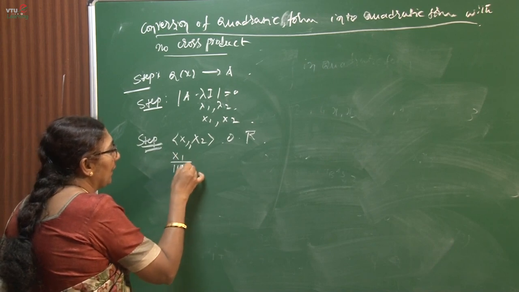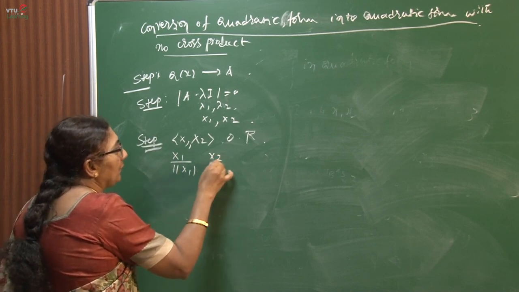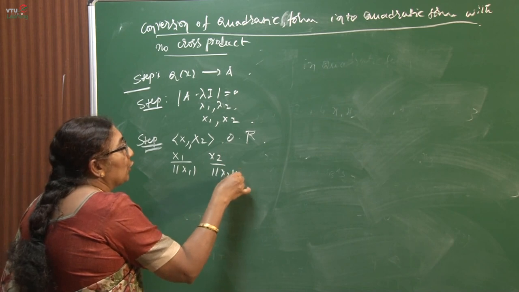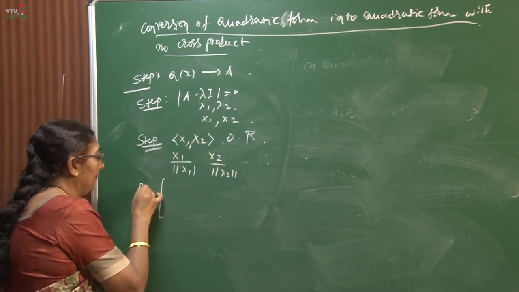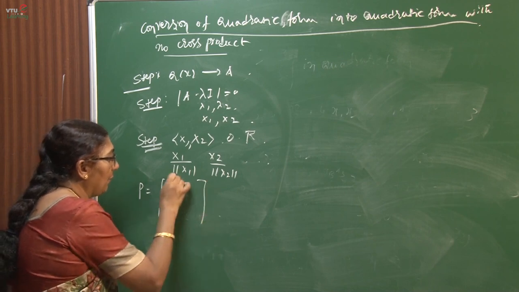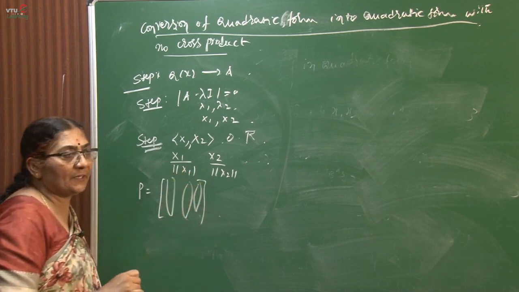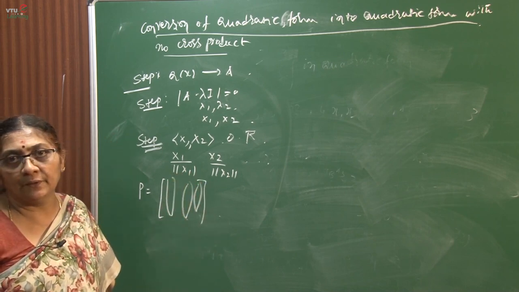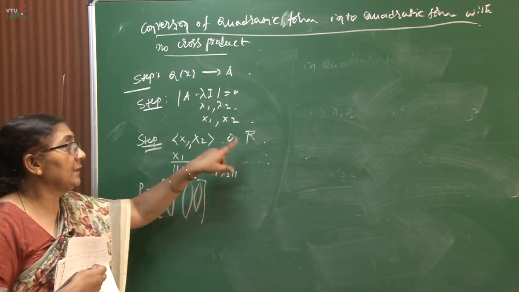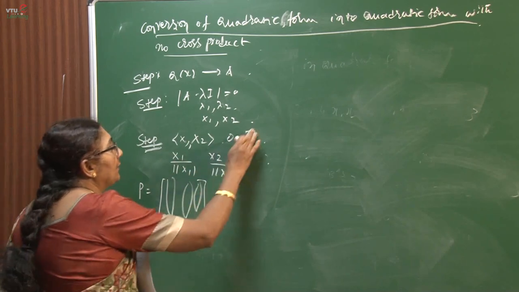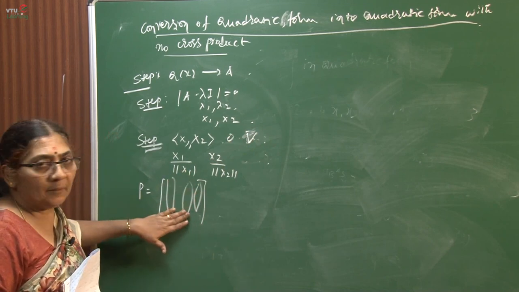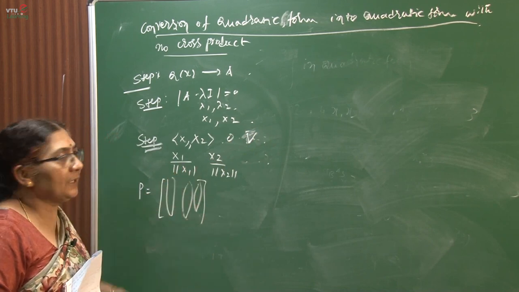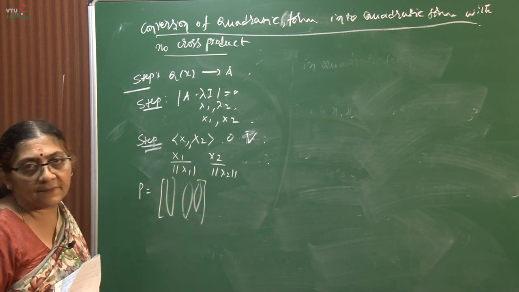X1 divided by norm of x1, x2 divided by norm of x2 like that. You place each normalized vector in P. Each column of P is nothing but the normalized eigenvectors. After you verify the eigenvectors are orthogonal, normalize them, and then you place them. Each column is nothing but a normalized orthogonal vector.